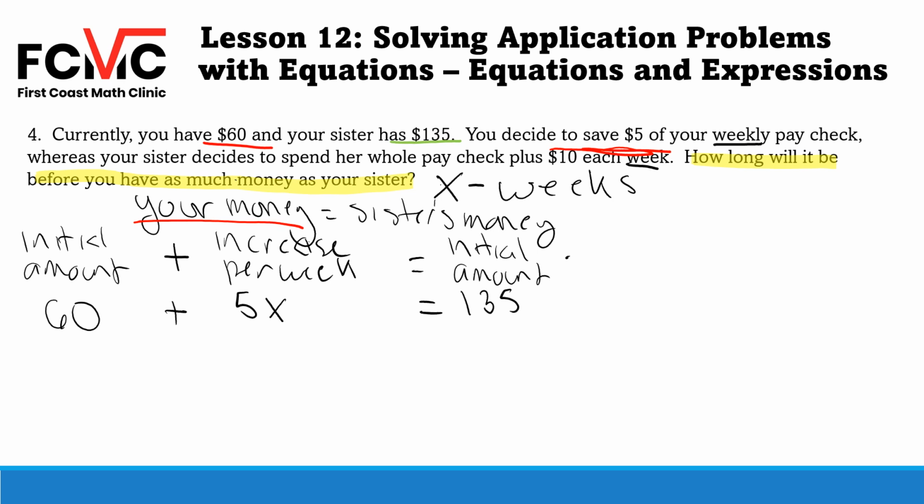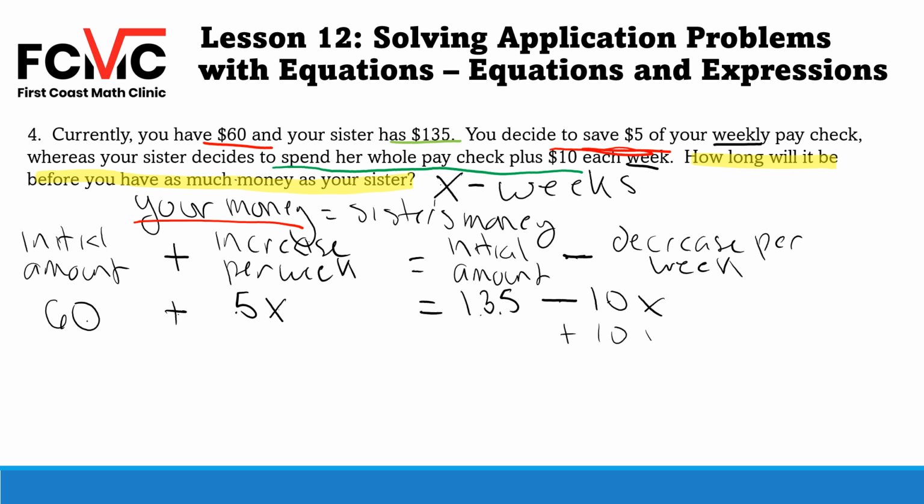Whereas your sister is spending, so it's decreasing, her whole paycheck plus an additional $10. So we're going to subtract for her, and it's going to be a decrease per week. So minus, hers is decreasing by $10 per week. So we've got your initial amount, $60, plus an additional $5 per week, equals your sister's starting amount, $135, minus her change, which is going down by $10 per week. So let's solve this for x.